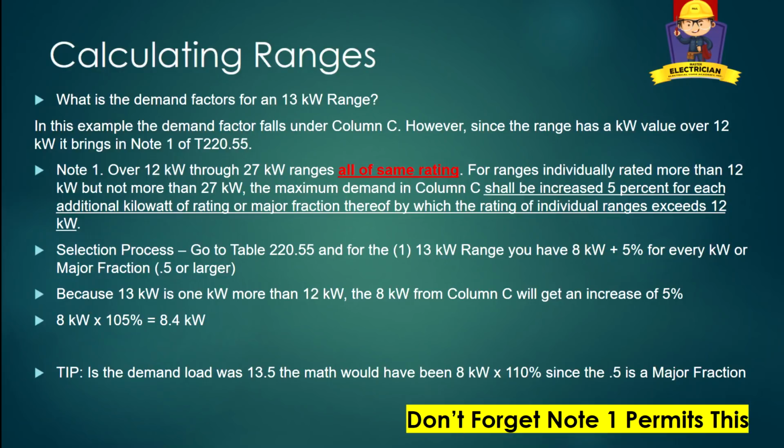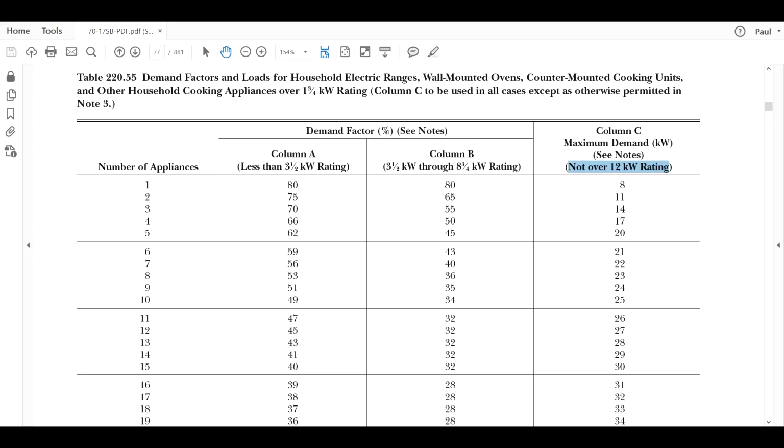Now, again, I want to reiterate that because I have people that'll say, I still don't get it. What are you talking about? Just because the range was 13 kW has nothing to do with the maximum demand here in this calculation. It's still just one appliance, and the demand is 8. The maximum demand is 8 kW. Don't lose sight of that.